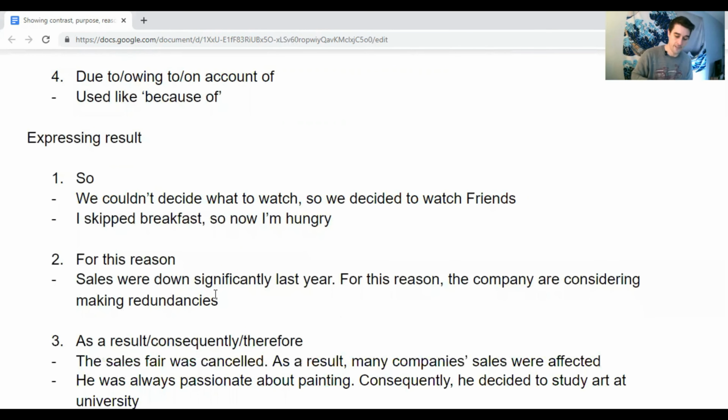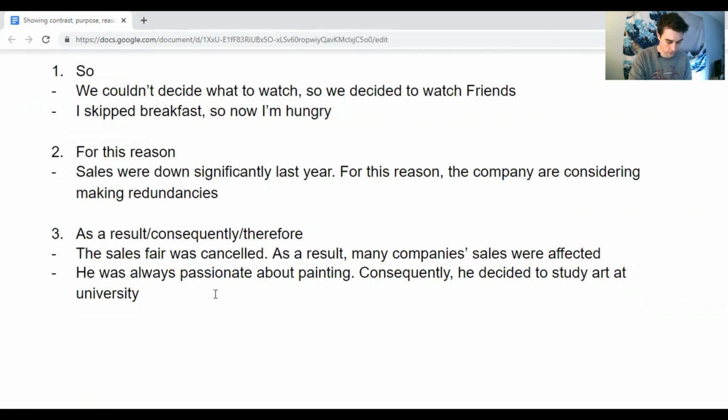We can also say, for this reason. We normally use this structure at the beginning of a sentence, normally at the beginning of a second sentence, to explain the result of something. Sales were down significantly last year, full stop. For this reason, comma, the company are considering making redundancies. So if you look, full stop, for this reason, comma, result. We can also use as a result, consequently, therefore. This is quite similar to for this reason, probably a bit more formal.